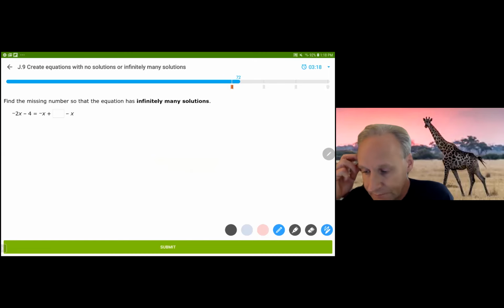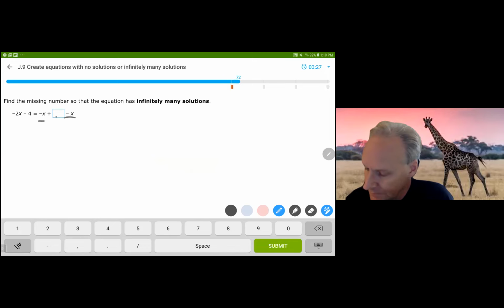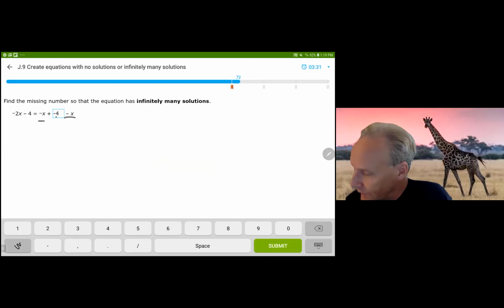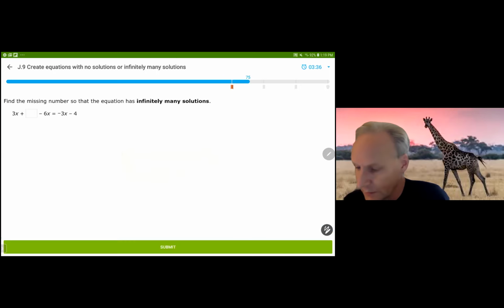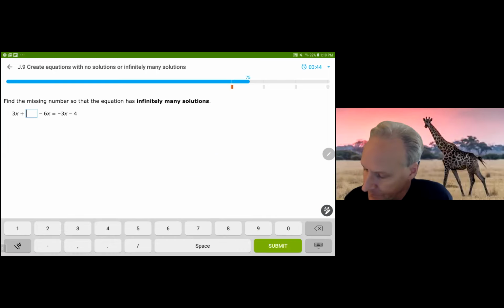We want it to have infinitely many solutions. Notice that we already have a -x and a -x, so all we're missing is the -4 in the box. Oh, I said -4. There we go. Let me get rid of my pen here. There we go. In this one, we already have a -3x on the left, so all we need is the -4 to make it an identity.